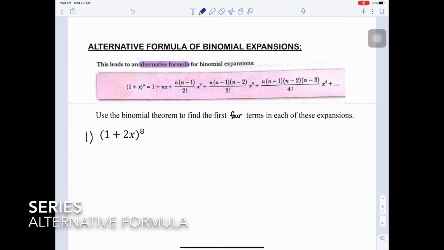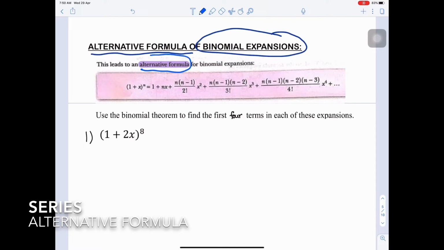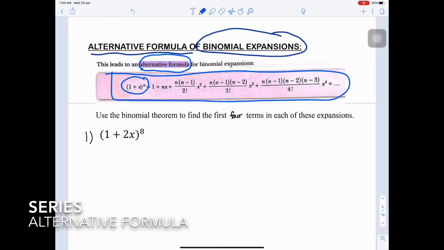Let's continue with the alternative formula of binomial expansion. Okay, this is the alternative formula, and I hope you can see the patterns. The first variable must be 1, and the operation can be either subtraction or addition. The most important thing is that the first variable must be 1.